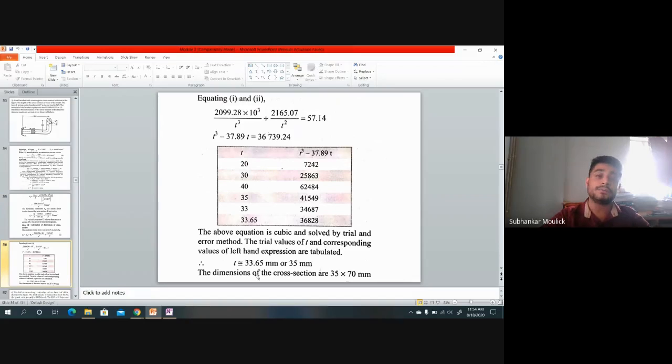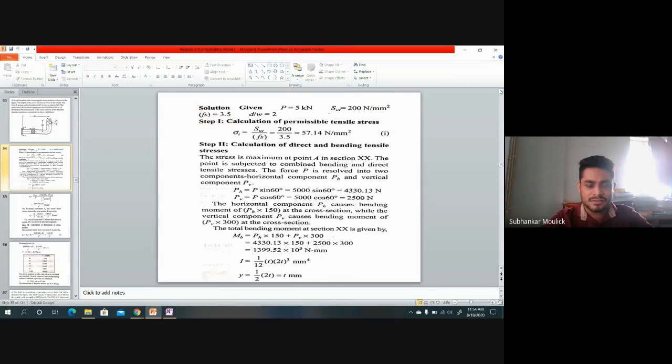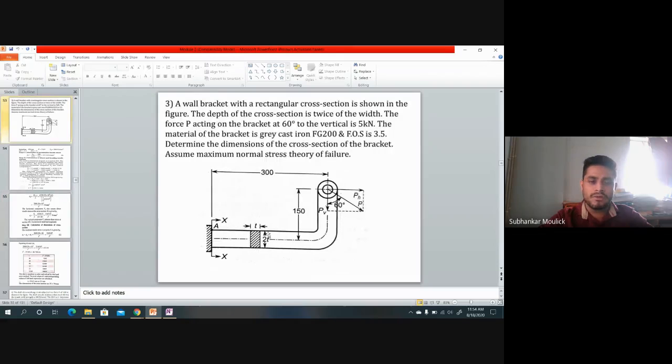I have told you already in module number 1, during selection of preferred numbers, that it is very difficult to produce 2 or 3 decimal place values of any particular machine component. So I will approximate this 33.65 mm value to 35 mm. So if thickness is 35 mm, what will be the value of depth? Depth will be 2 times the thickness t, that is 2 into 35, which is 70 mm. So the dimensions of the given cross section of the bracket are 35 into 70 mm.